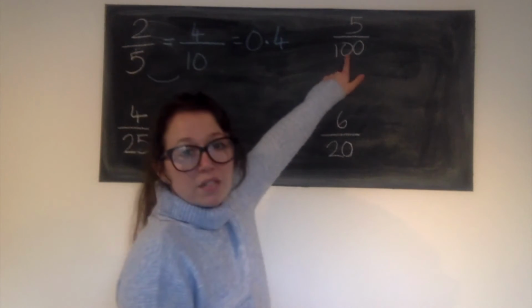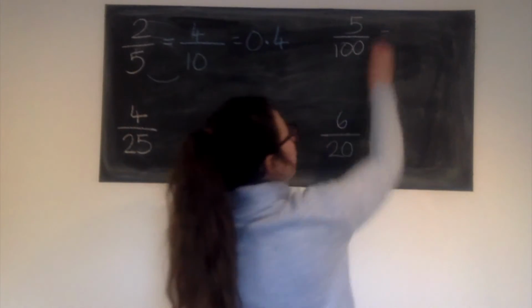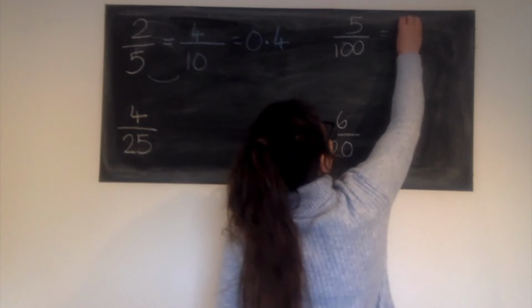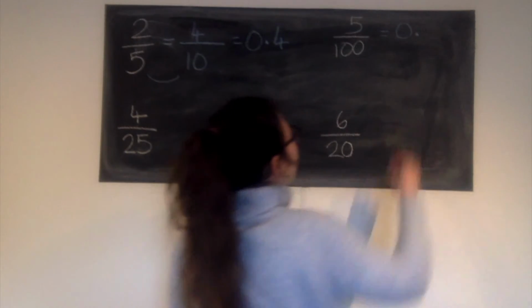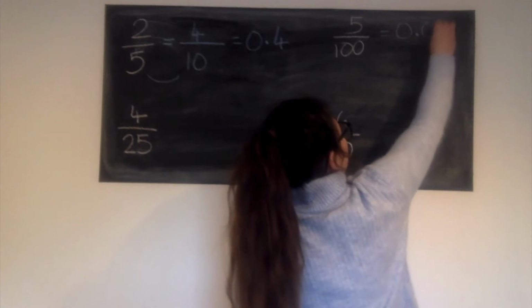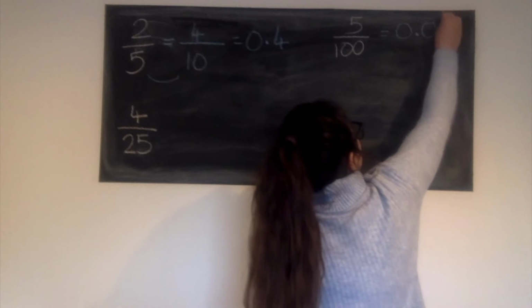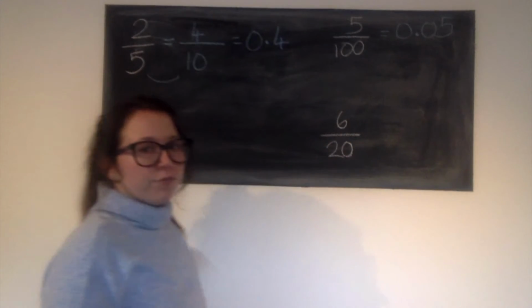The next one is 5 hundredths. Well, my denominator is already in the hundredths. So what I need to think about is my place value grid. So I've got no units, decimal point. I haven't got any tenths this time, so I need a placeholder, but I've got 5 hundredths. So my decimal is 0.05.